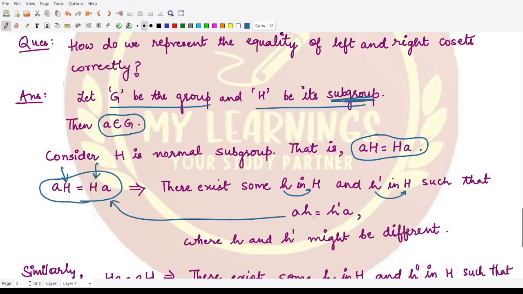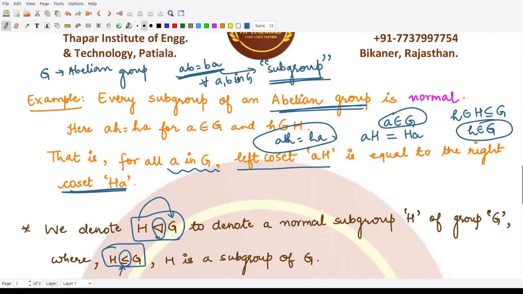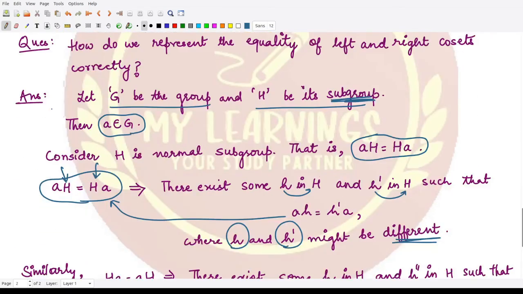So a h would be equal to h dash a, right? Where both h and h dash might be different. However, they can be the same, as in the case we have studied in the abelian group. In certain cases they might be different. So whenever we are looking for a normal subgroup, we do not have to look for just this; instead, we have to look for such a thing where this and this could be different, right?